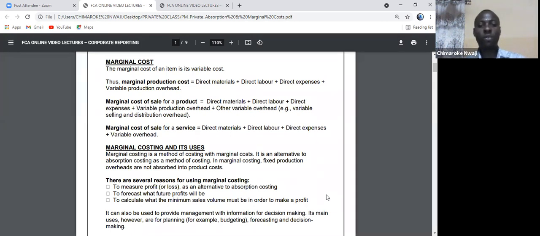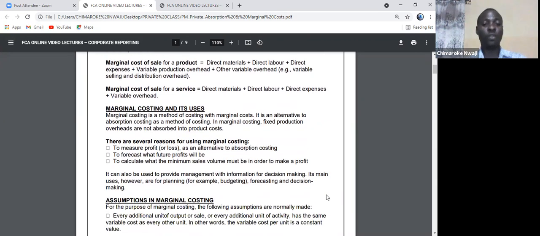So you can forecast how much your future profit will be. We can also use marginal costing to calculate the minimum sales volume that must be sold before we make a profit. Now we call that CVP, cost volume profit analysis, or the break-even sales. So marginal costing can help you to do break-even analysis. This is something that absorption costing cannot do for you.